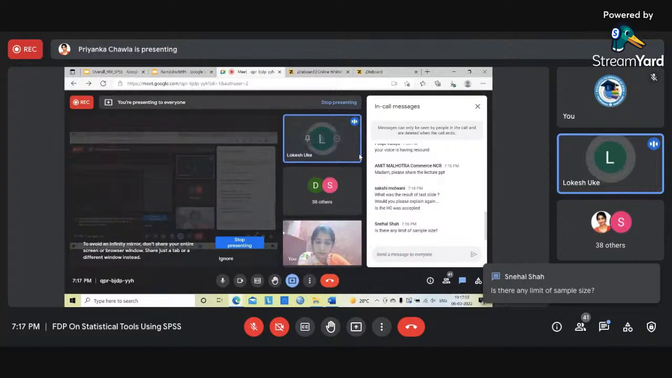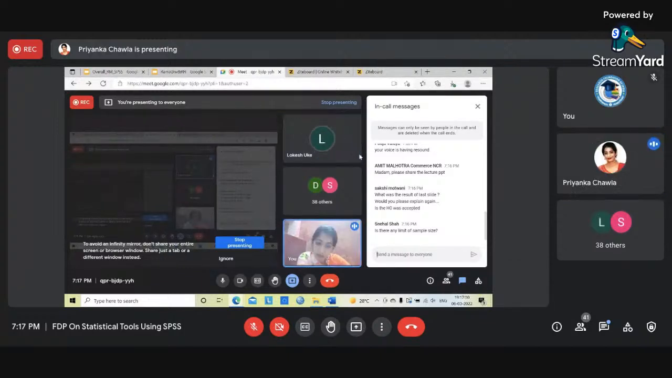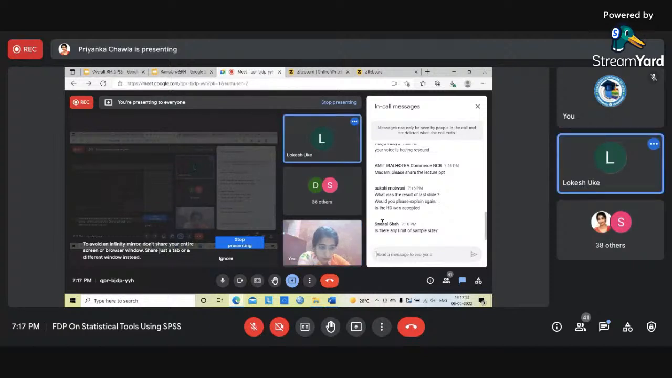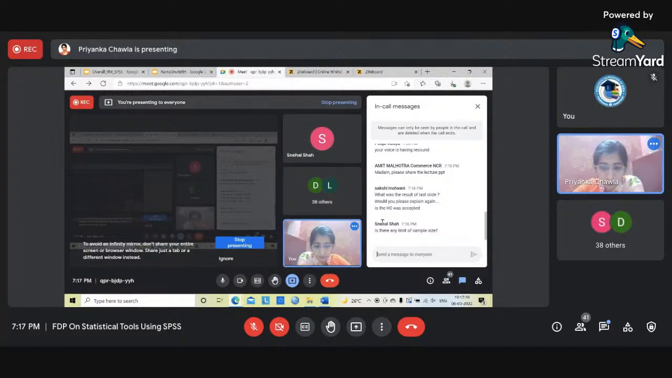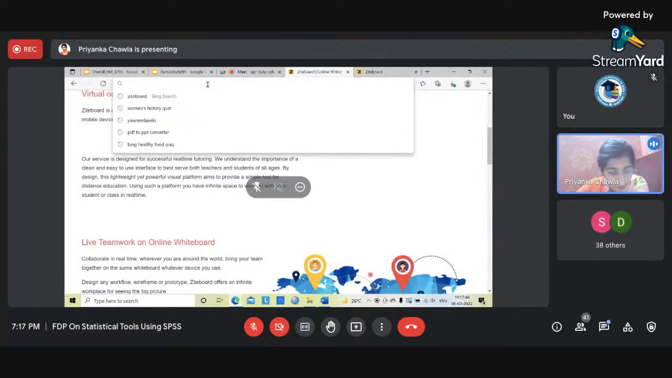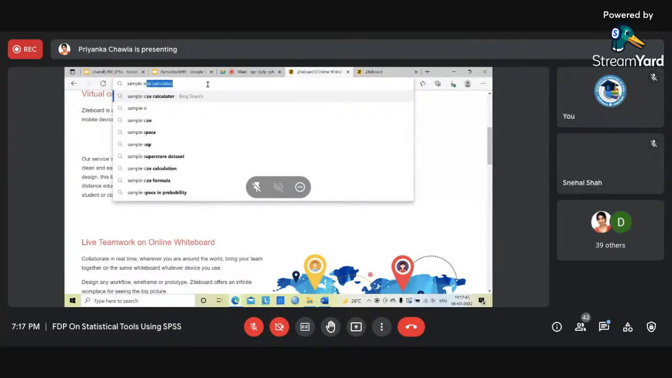Ma'am, can you provide some data sheets for practicing this? Yes, today I'll provide. Thank you. Ma'am, I've written my question. Is there any limit of sample size whenever we are applying non-parametric tests? Sample size limit? There is a sample size calculator. You can search online for a sample size calculator. Just put the population there and a 5% level of significance, and you will get the result. Okay, thank you.